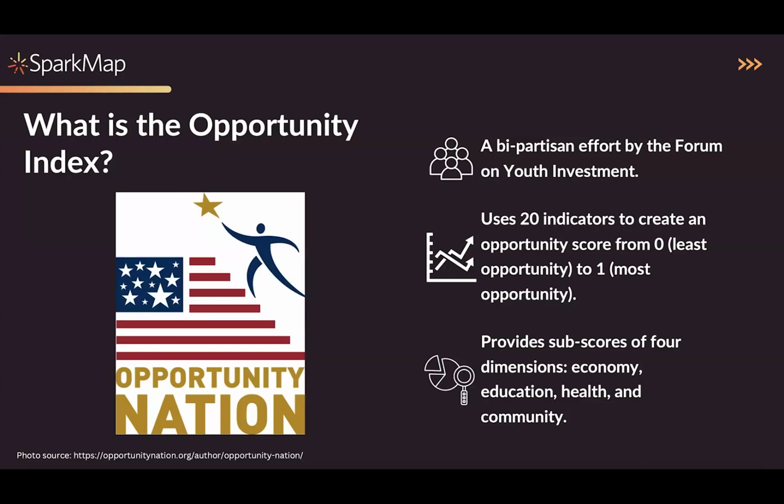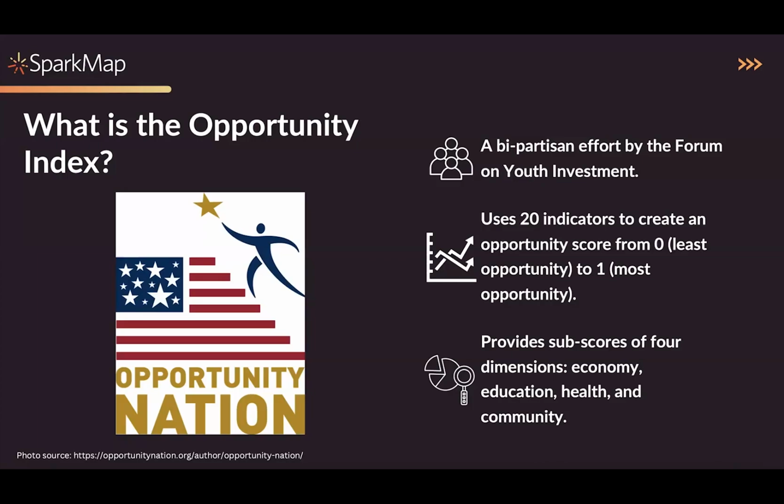When you add this indicator to your community needs assessment, you will receive a table and a dial graph comparing your area to the state and national benchmarks. You will also receive the scores for each dimension: economy, education, health, and community. These scores can help you better identify community strengths and weaknesses. The Opportunity Index is available at the county, state, and national level for premium SparkMap subscribers.